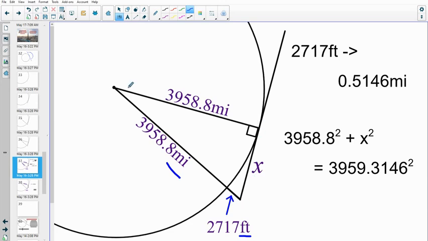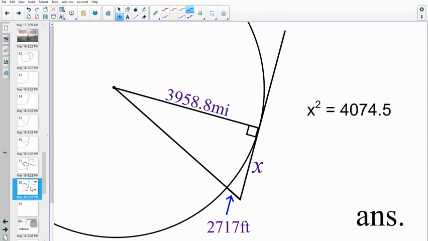In this right triangle, again, tangent to the circle is perpendicular. That gives me a right triangle. So the radius squared plus x squared, which is what I'm trying to find, equals this distance squared, which is half a mile more than the 3,958.8. Now, these are scary numbers, but you've got a calculator. Plug this into your calculator, and you can do the algebra and solve for x.